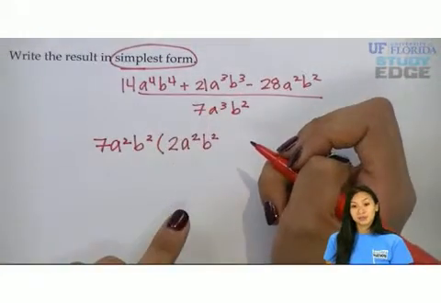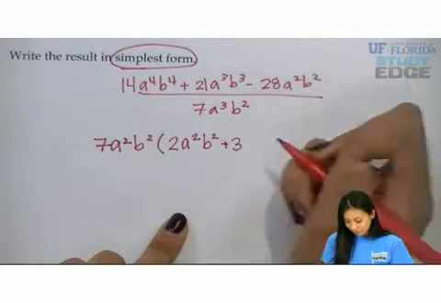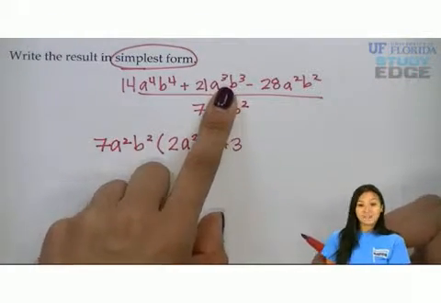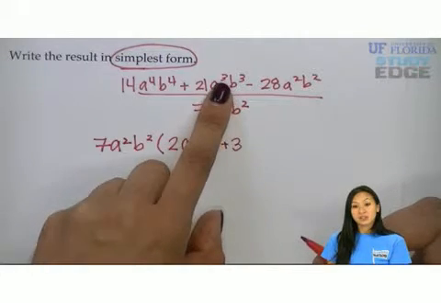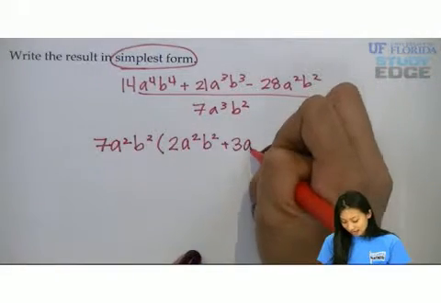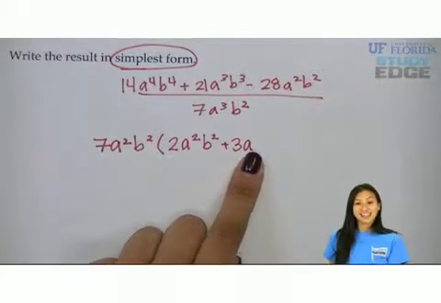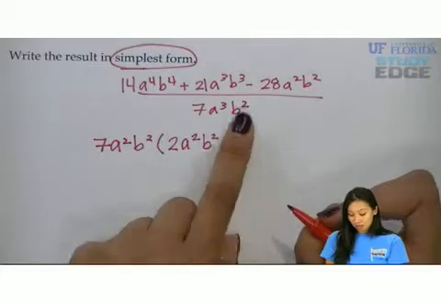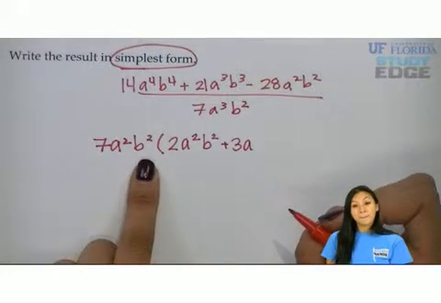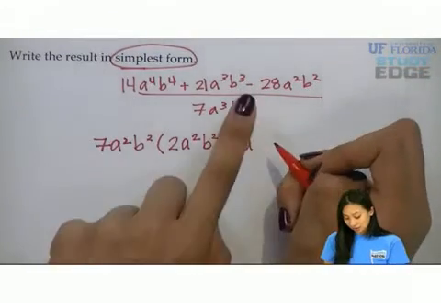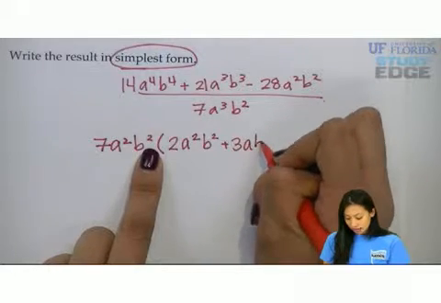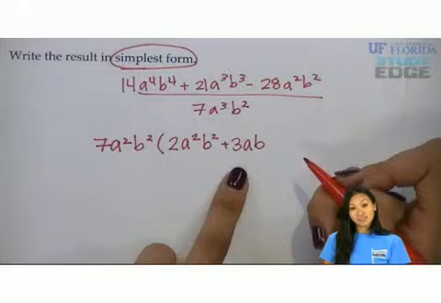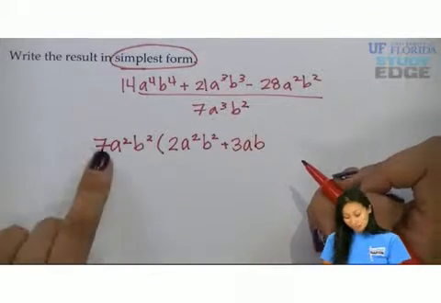7 goes into positive 21, positive 3 times. I have a to the 3rd. I factored out a to the 2nd. So 3 minus 2, I have 1a left. So a to the 1st or just a is fine. You could just write the invisible 1 if you want to, but you don't have to. I have b to the 3rd. I factored out b to the 2nd. 3 minus 2, I just have b left over, 1b. Right? Second term done. Last one.